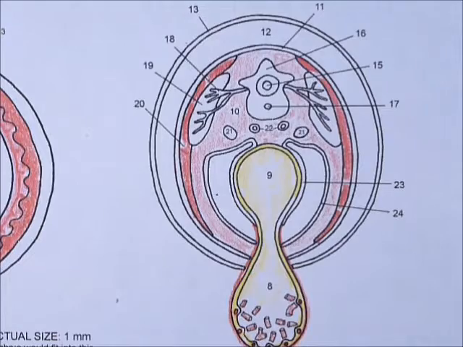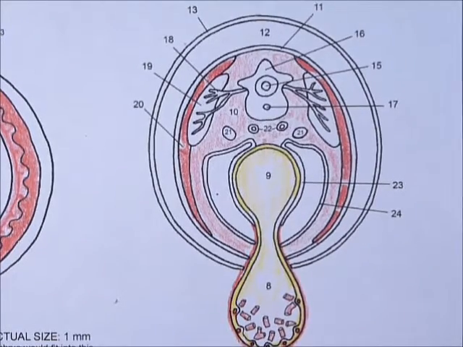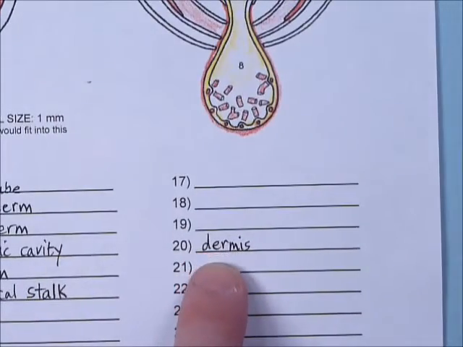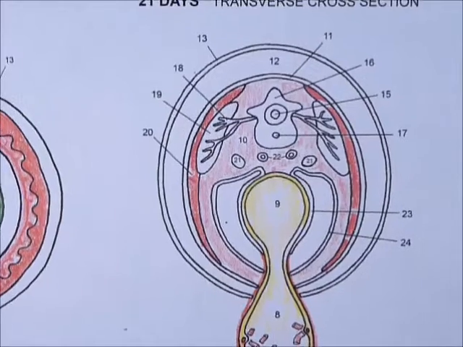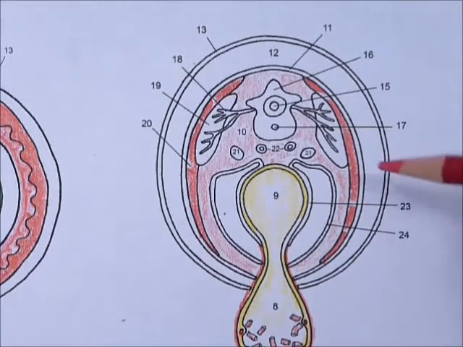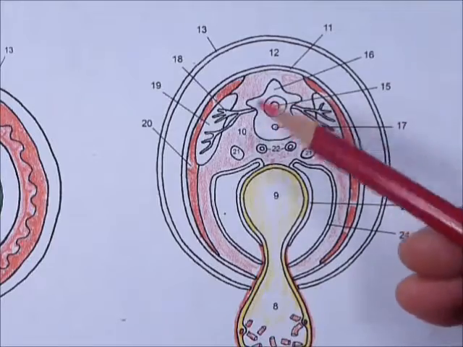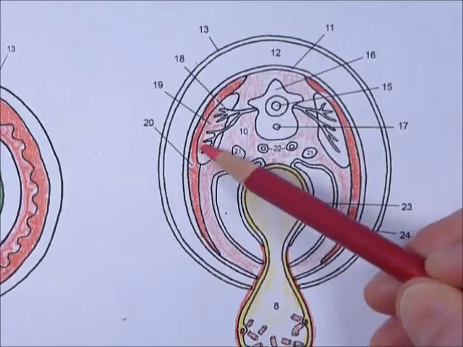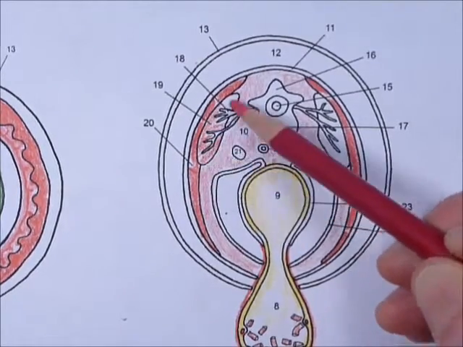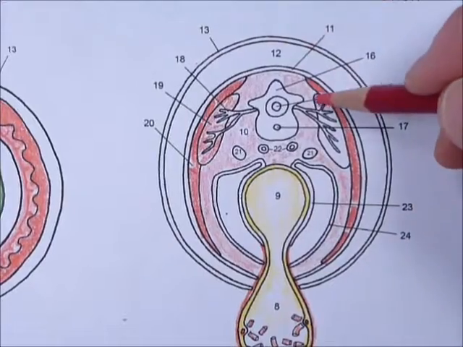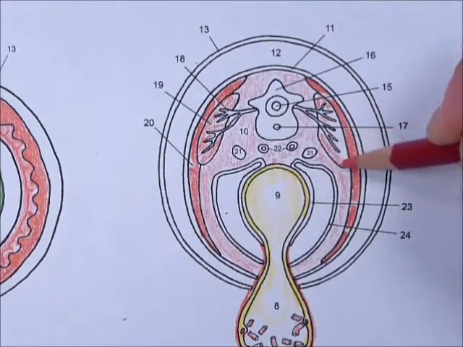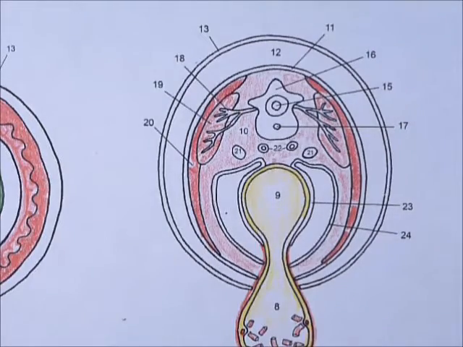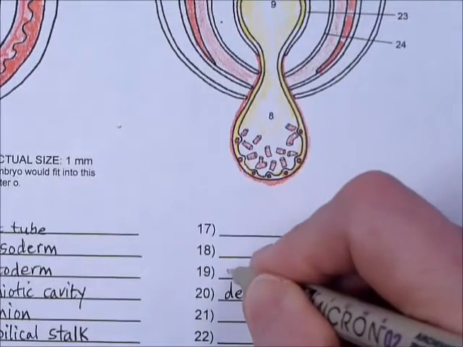It's what, number 20. We could go down here and just write dermis. Right here, dermis. So that's part of the somite. And another part of the somite is here, which would be 19. And that would be muscle. So 19 would be muscle.